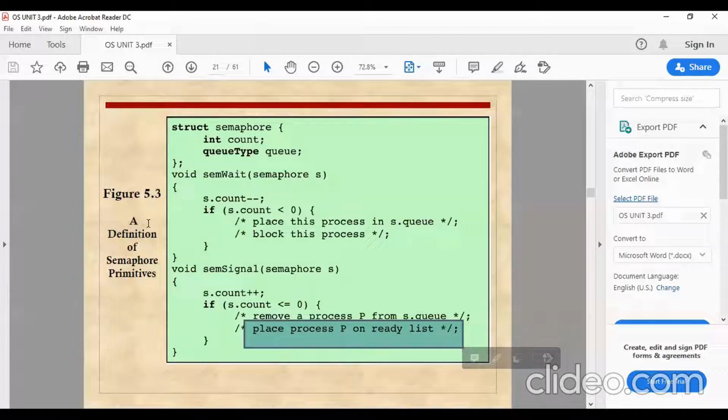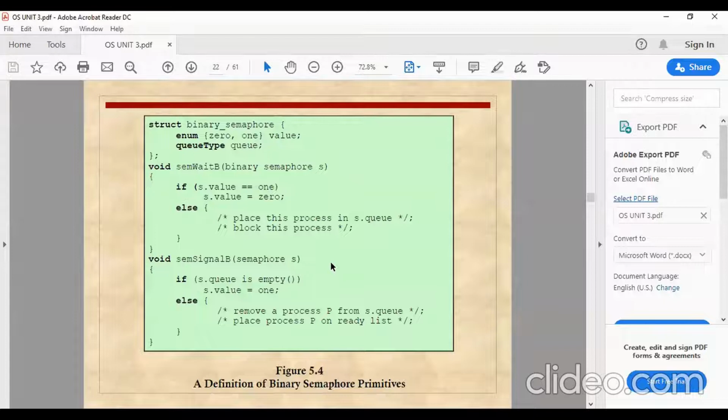So that is the use of semaphore, the definition of semaphore primitives. Now, binary semaphore. Binary means only two values, 0 and 1. So here we are specifying the binary semaphore, again 0 or 1. 1 is allocated, 0 is not allocated.